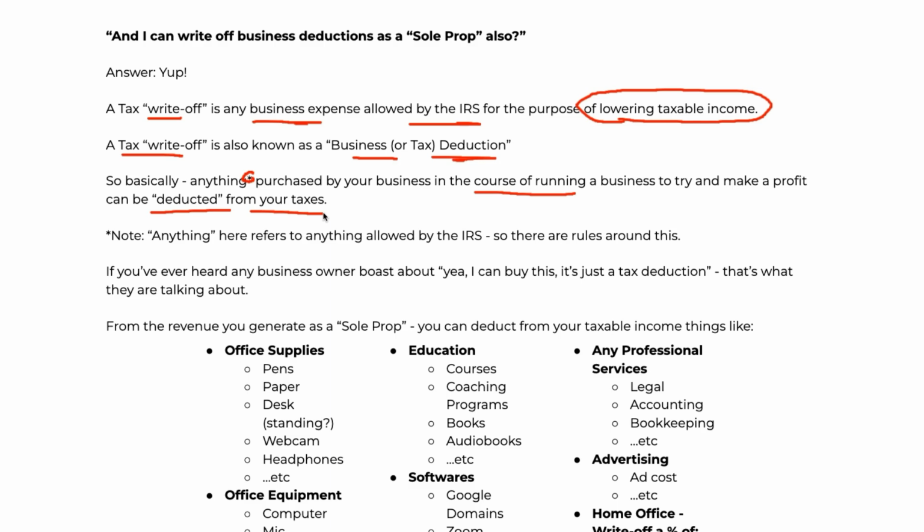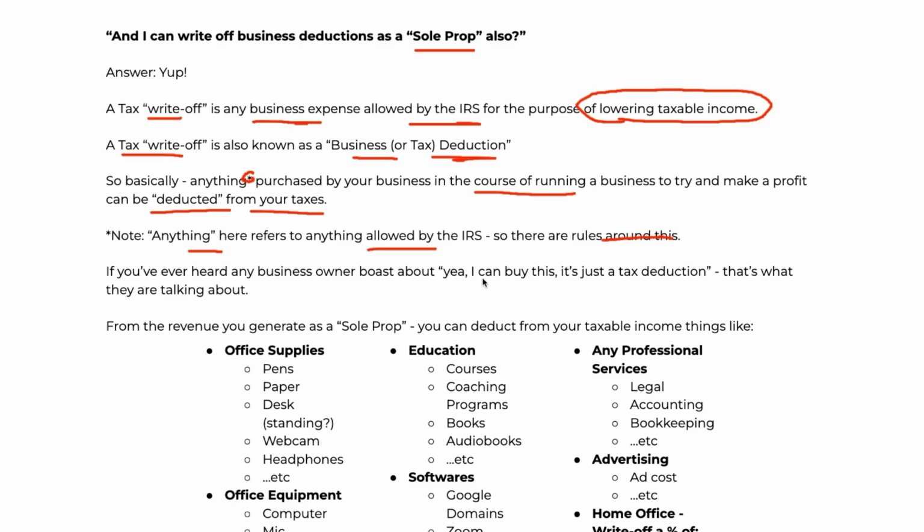You as a sole prop, if you wanted to, which again, I'm not saying that's a recommendation. We'll talk about what the recommendation is going to be later on, right? We're going to make general understandings of what we would do. But I'm just making it clear: yes, even as a sole prop, you can go out and get business deductions. Now, anything here refers to anything that is allowed by the IRS, right? So it's not just willy-nilly, like I'm just going to go buy my groceries as a business deduction. No, it doesn't work like that. There are rules around this.